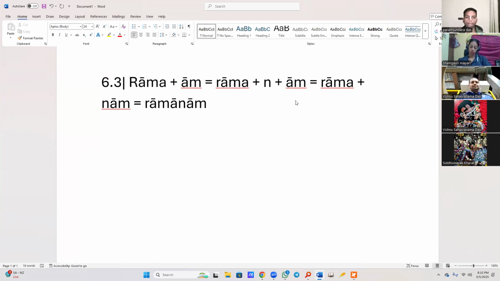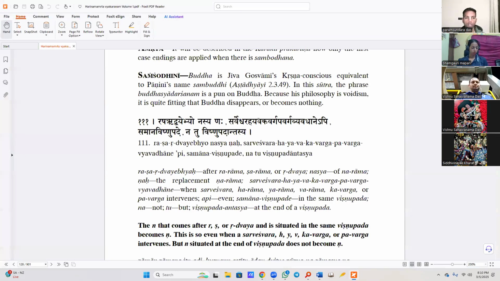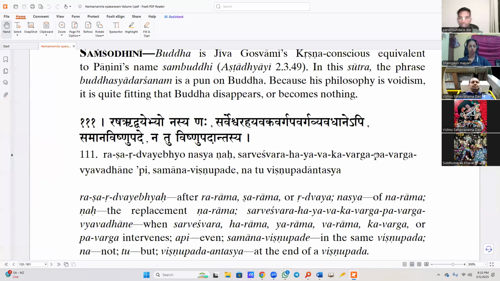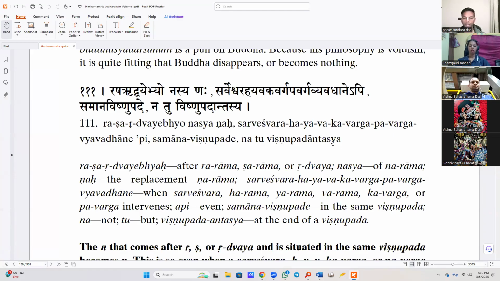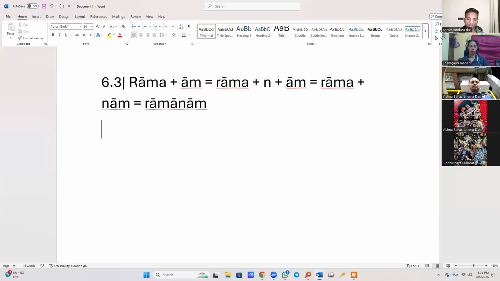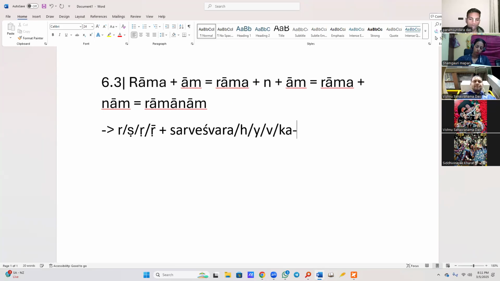Here we have one more sutra. Ra Sha Ri Dvayebhyo Nasyanah Sarveshwara Hayava Kavarga Pavarga Vyavadhane Epi Samana Vishnupade Nata Vishnupadantasya, which means, the sutra explains, if we have either Ra Rama, Sha Rama, or either of the Ridvayas, and if it is followed by any Sarveshwara, Ha Rama, Ya Rama, Va Rama, Yava Kavarga Pavarga, or any letter from Kavarga, or any letter from Pavarga, and then if it is followed by Na.